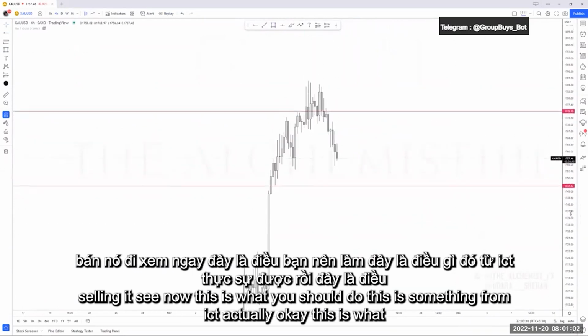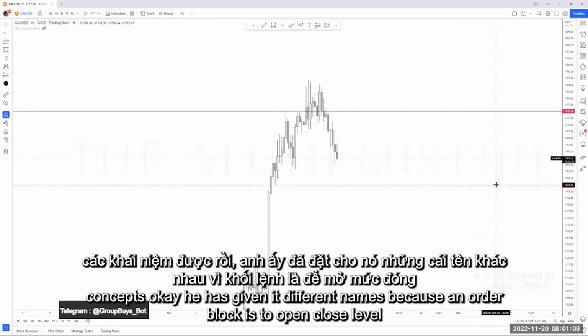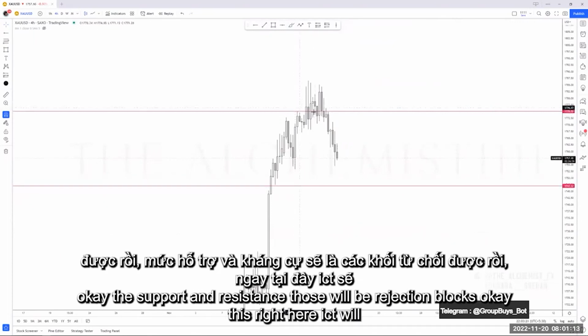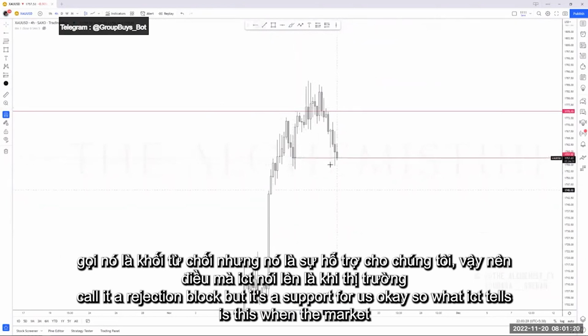This is something from ICT, actually. Okay, this is what ICT says, because ICT is a support and resistance trader too. He just has named all the concepts. He has given them different names, because an order block is the open close level. The support and resistance, those will be rejection blocks. So see this right here, ICT will call it a rejection block, but it's a support for us.